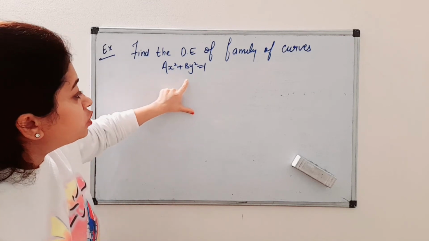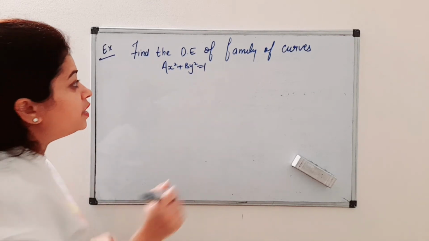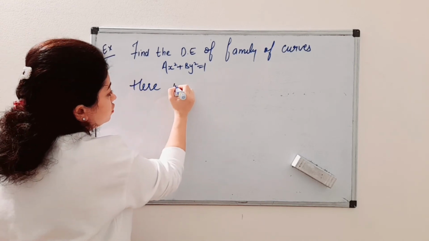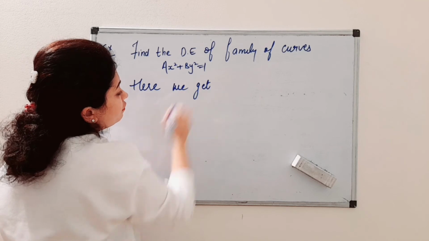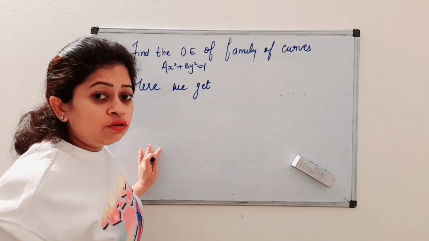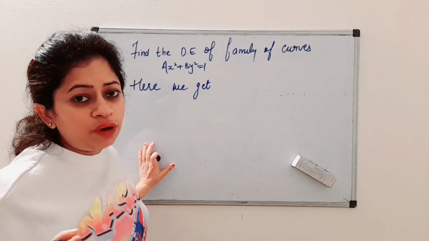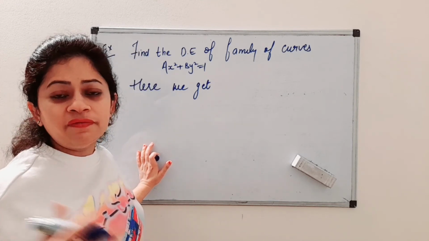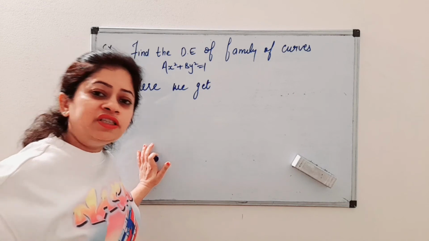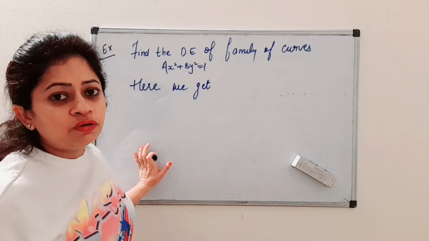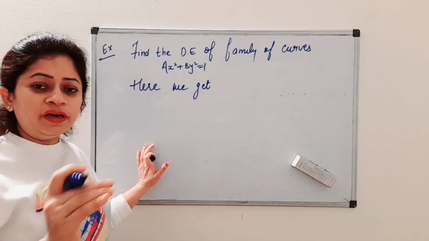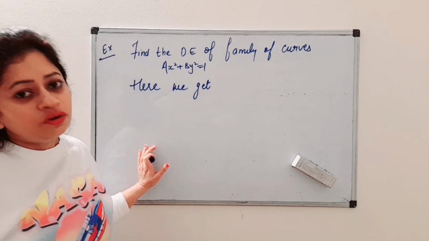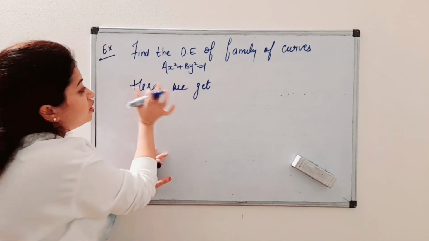ax² + by² = 1. See how many arbitrary constants we have. Here we have 2 arbitrary constants. And how do we form the differential equation? It depends on the number of arbitrary constants. If you have 2 arbitrary constants, you need to differentiate it 2 times. If you have 1 arbitrary constant, you need to differentiate it 1 time. So forming a differential equation always depends on the number of arbitrary constants. Here we have 2 arbitrary constants, a and b.